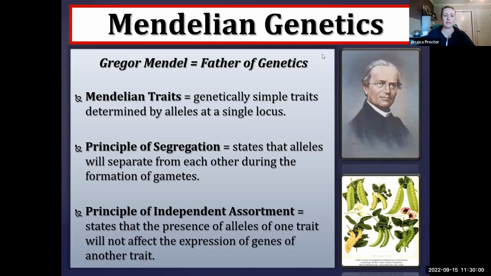So the principle of segregation states that alleles will separate from each other during the formation of gametes. And the principle of independent assortment states that the presence of alleles of one trait will not affect the expression of another trait. So we're going to be looking at one trait at a time. So whether or not you have attached or free hanging earlobes won't necessarily affect whether or not you have a widow's peak or a straight hairline. And whether or not you can taste PTC won't necessarily affect whether or not you can roll your tongue. So we're just looking at one characteristic or one trait at a time.